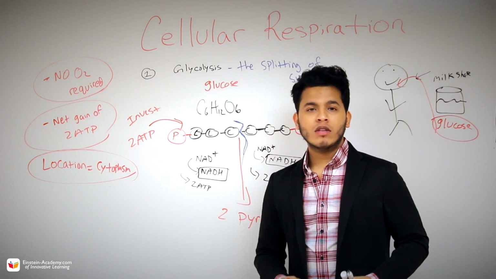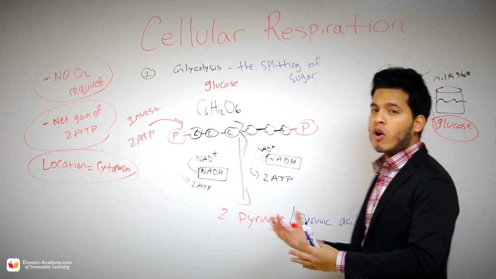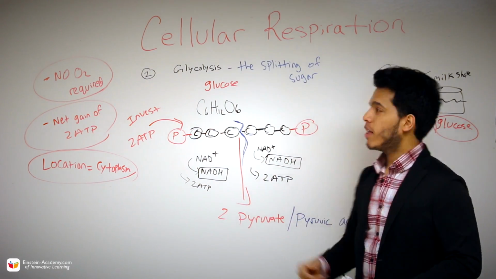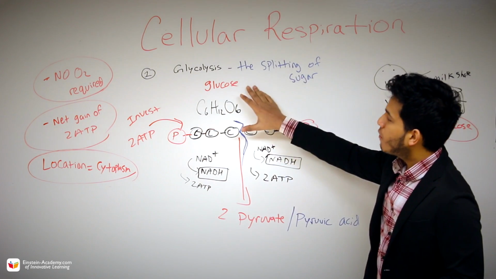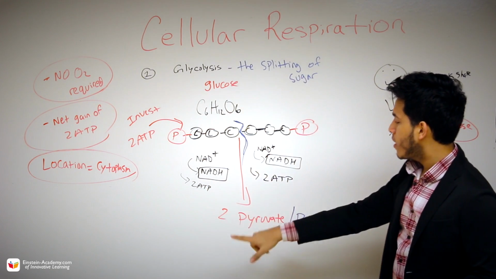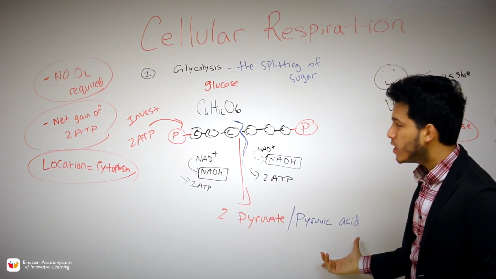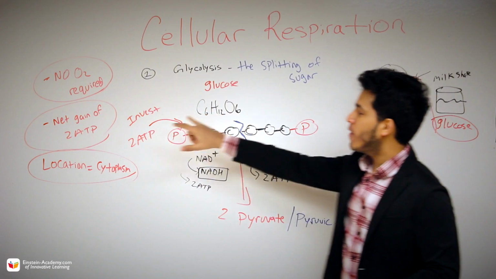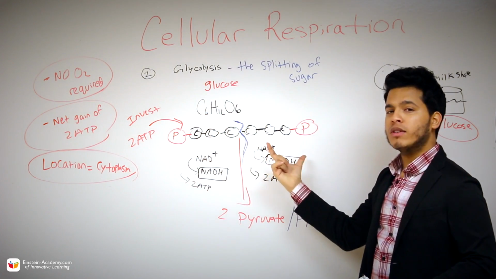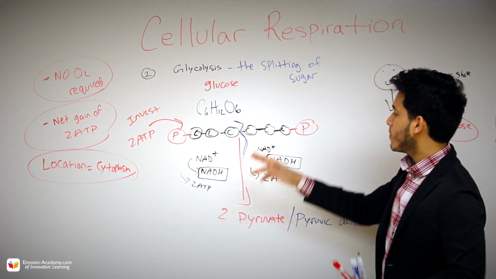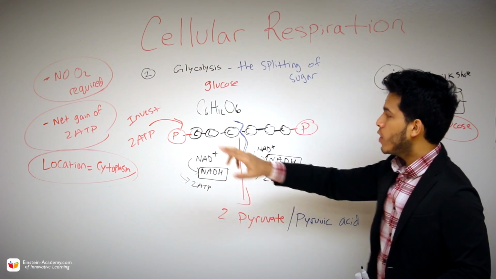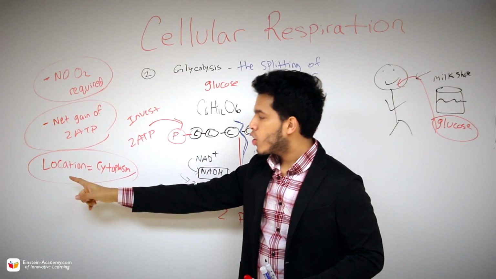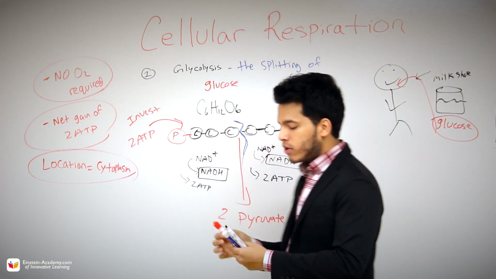What do I expect you to memorize for cellular respiration for the part of glycolysis? Well, once again, glycolysis, splitting of sugar. You start off with glucose and you eventually make 2 pyruvates or pyruvic acid. You have to invest ATPs in order for this reaction to be unstable, so you can move it forward. You get 2 NADH molecules, you get a net gain of 2 ATP, and it occurs in the cytoplasm.